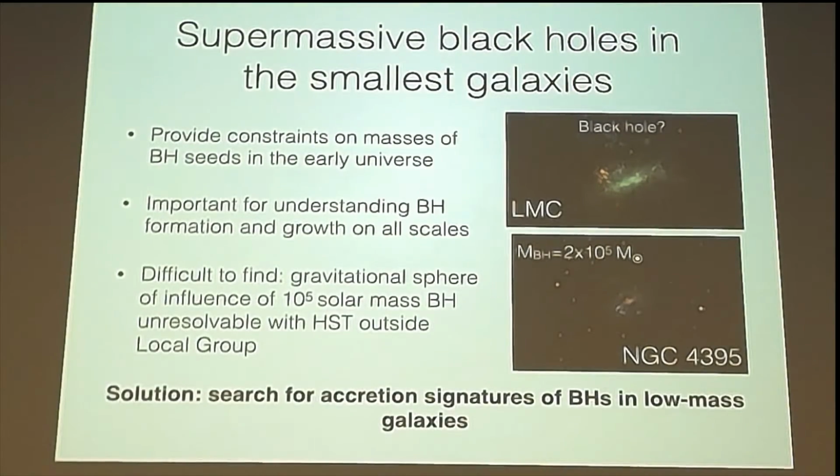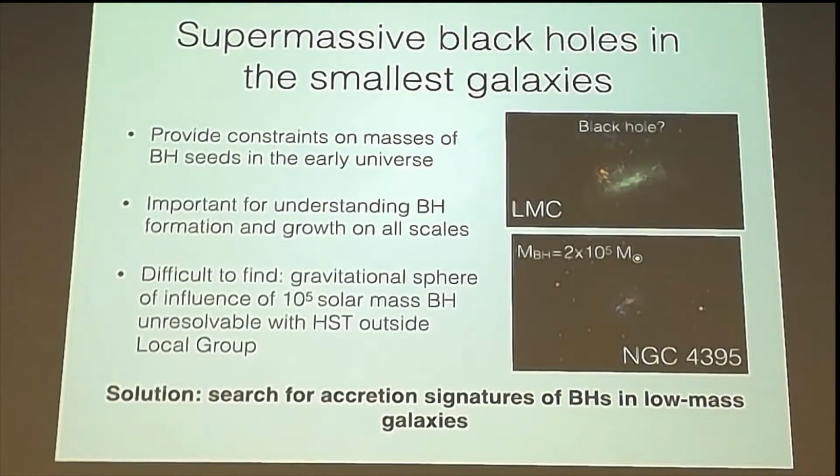Okay, so hopefully by now I've convinced you that it is worthwhile to search for massive black holes in very small galaxies. They provide constraints on the masses of black hole seeds at high redshift in the early universe, and they are important for understanding black hole formation and growth and the interplay between galaxies and their black holes on all scales. Unfortunately, they are also very difficult to find.